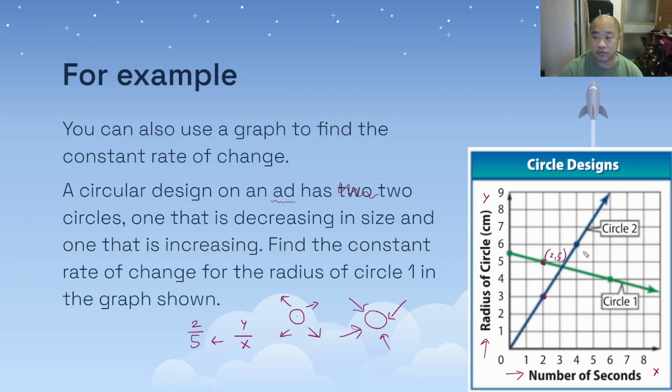So this is going to be x, which is 2. So actually this is not written correctly, right? x, which is 2, and y, which is 5.